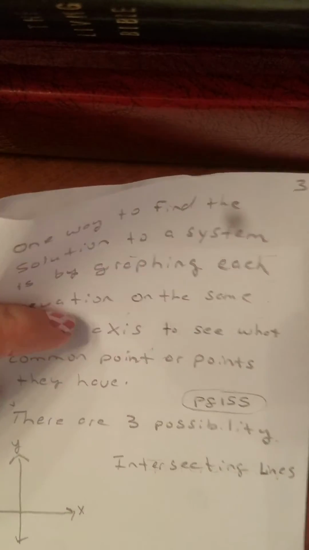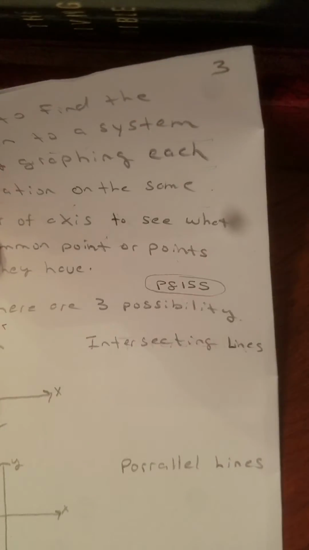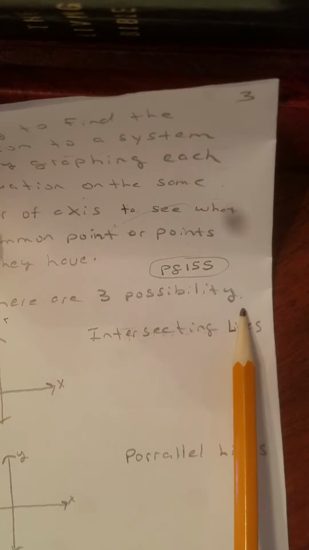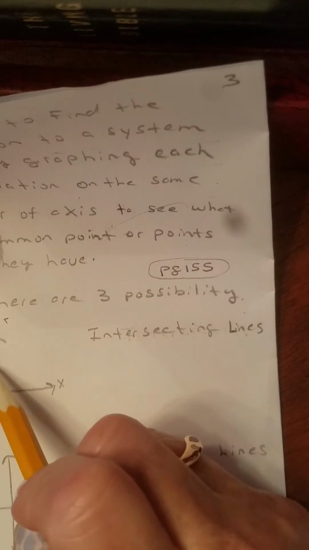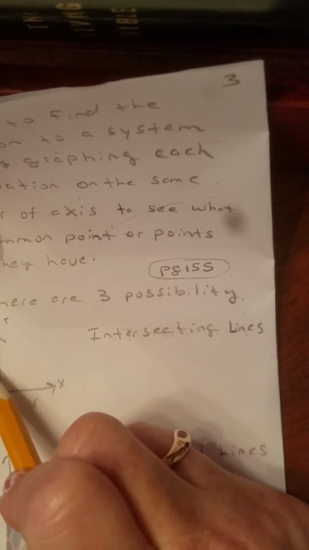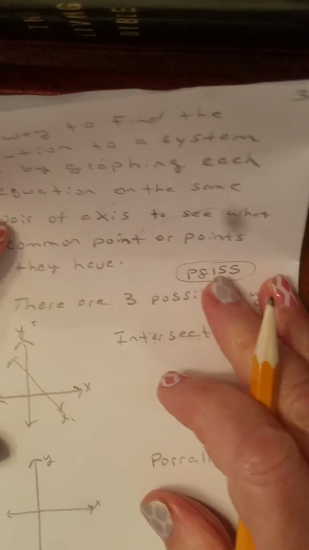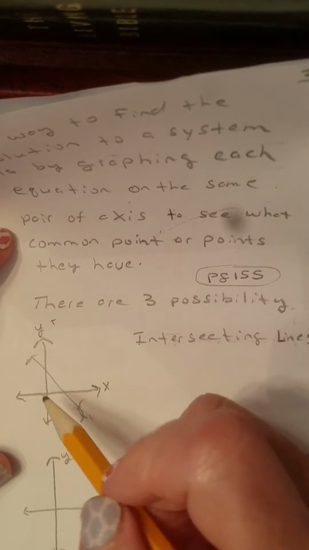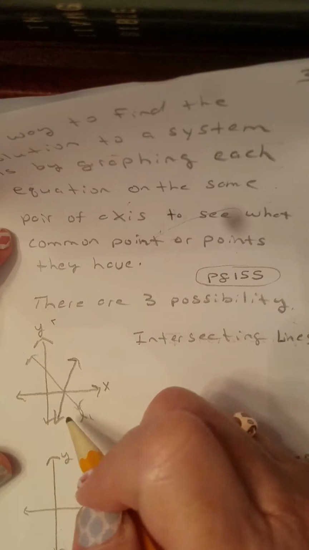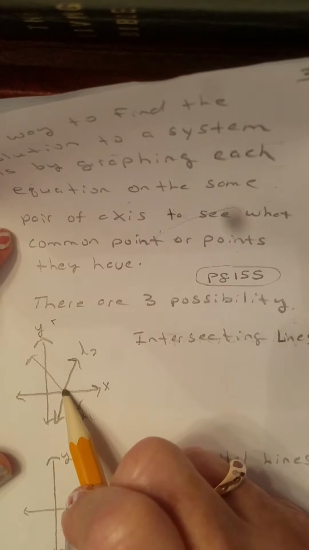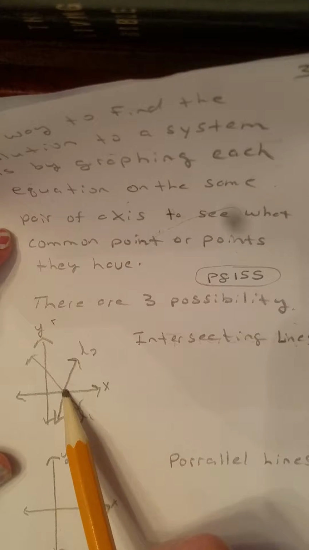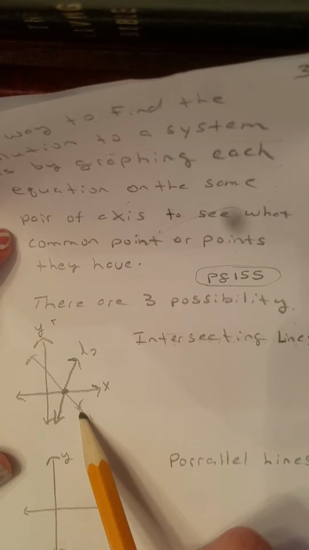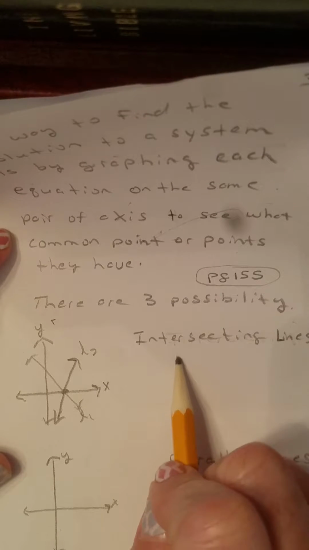All right, so on page 155, there is a table, but let's go ahead and talk about it. There are 3 possibilities. The first possibility: if I had 2 equations, and let's say I graphed line 1 and it looked like this, and then I graphed line 2, it looked like this. This point where they intersect would be the solution. It would have just one solution because there's only one point that would satisfy this line and this line. So intersecting lines have one solution.